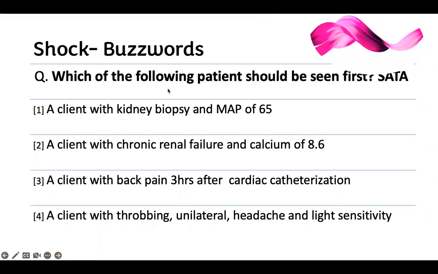Which of the following patients should be seen first? Okay, so who would you see first? I put it in either a SATA or no SATA, but it doesn't matter. Who do you see first? A client with a kidney biopsy and a MAP of that. Okay, so who do you see first? You have a patient with a kidney biopsy and a MAP.